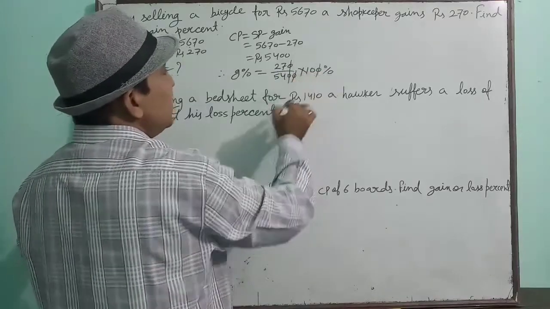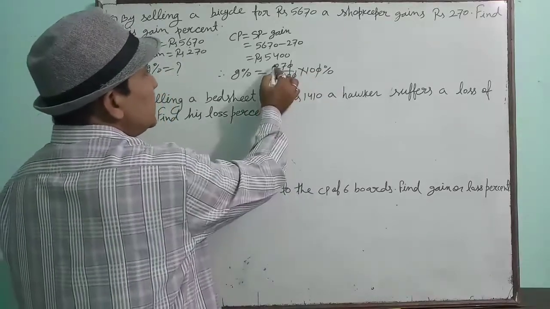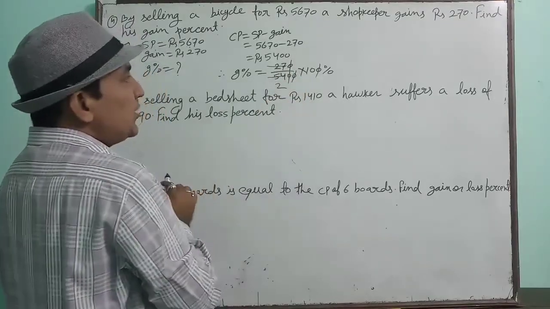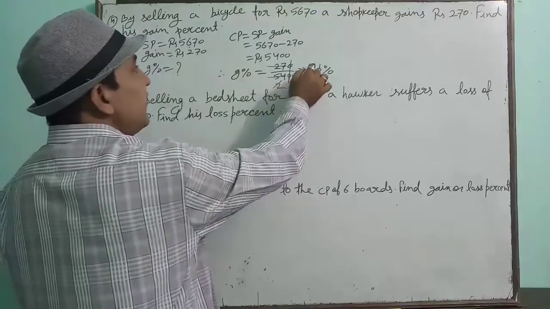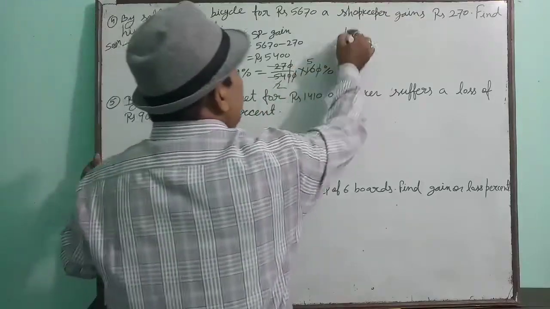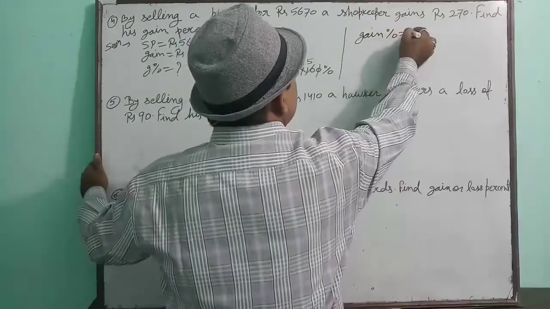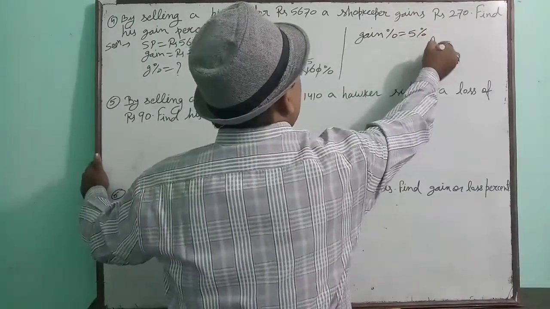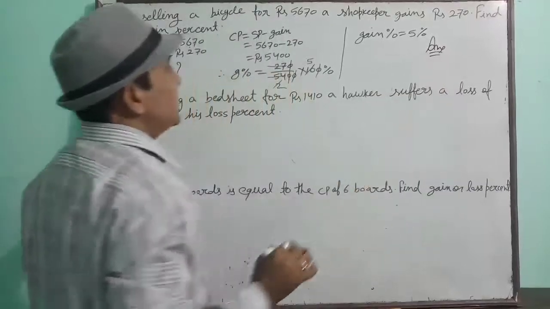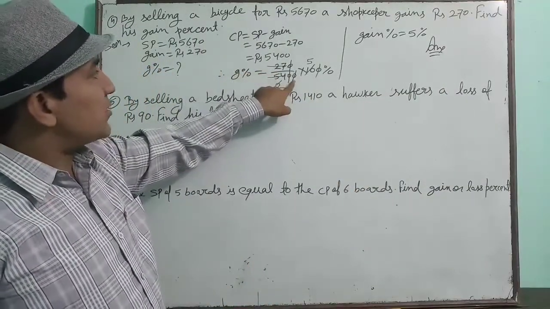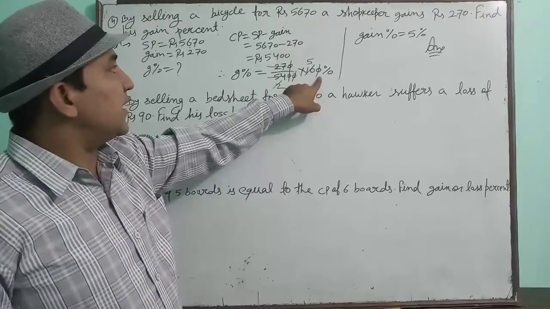1 0 is cancelled from here. Now you can see that 27 is dividing 54 by 2 times and 2 is dividing 10 by 5 times. That means gain percent is equal to 5% and it will be the answer. Understood? 270 upon 5,400 into 100%.